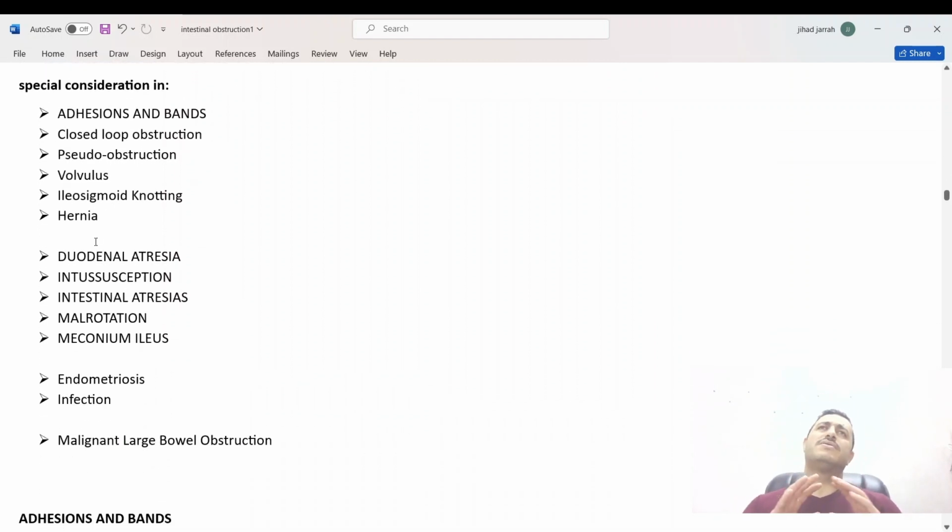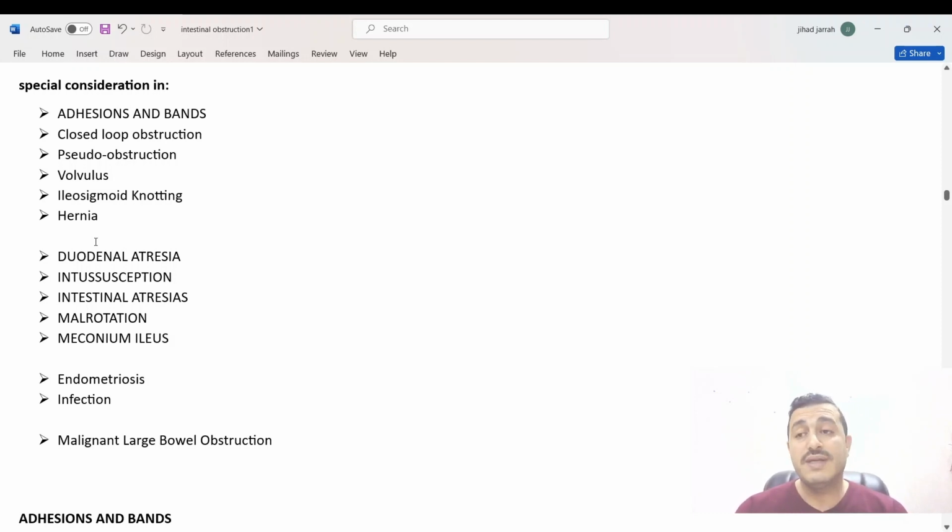Okay, we just reviewed what intestinal obstruction means, and some investigations. We are now going to talk in detail about some special considerations. For example, you see in this slide the adhesion and band. I know that most of you know that this is a very basic, very simple subject to talk about. We want to learn some skills and new information about adhesions and bands.